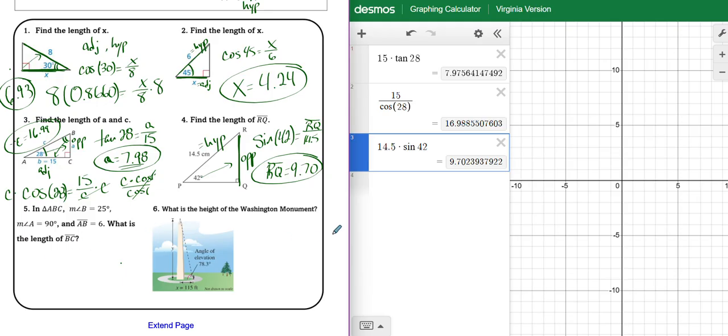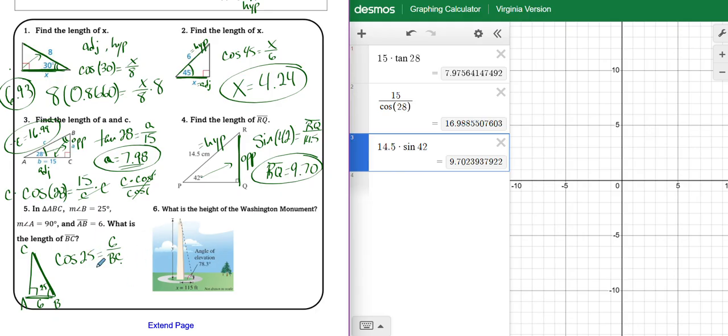And number 5, we're going to need to draw that picture. So I'm going to draw any right triangle. Angle B is 25. Angle A is my right angle, so that has to be C. And AB is 6. I want to find the length of BC. So I'm given the adjacent side, and I want to find the hypotenuse. I'm using cosine again. Cosine of 25 is going to equal 6 over BC.